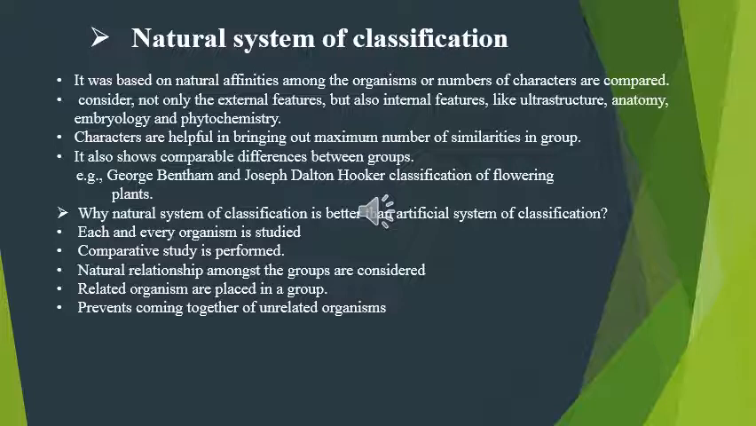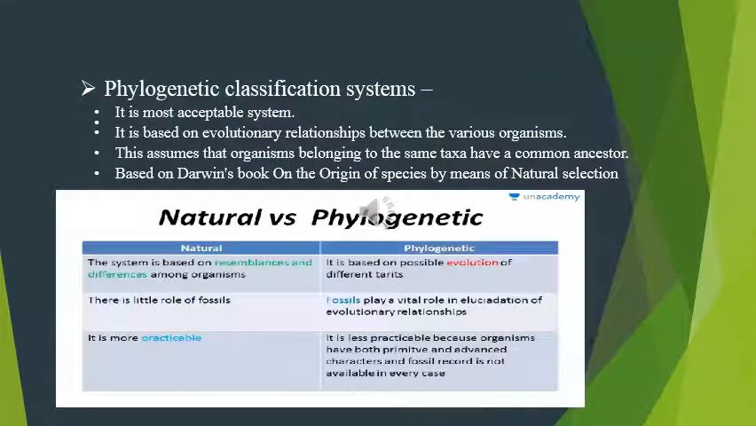The next system of classification is the natural system of classification. The third system of classification is also known as the phylogenetic system of classification. This is the system that is based on evolutionary relationship, or you can say the genetic affinities of the plants. This classification is completely based on Darwin's book, On the Origin of the Species by Means of Natural Selection, written in 1859.